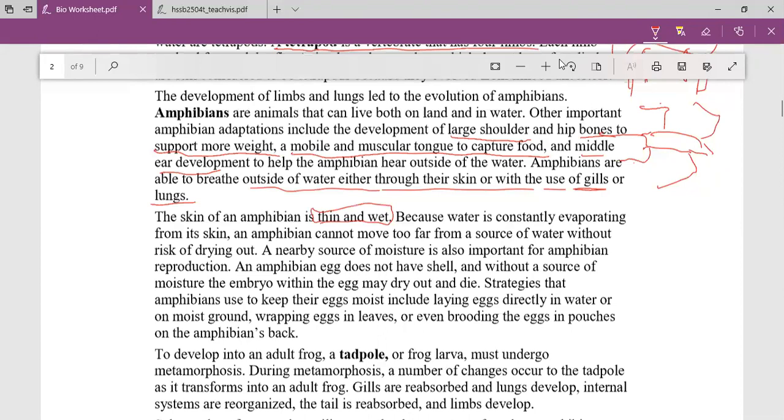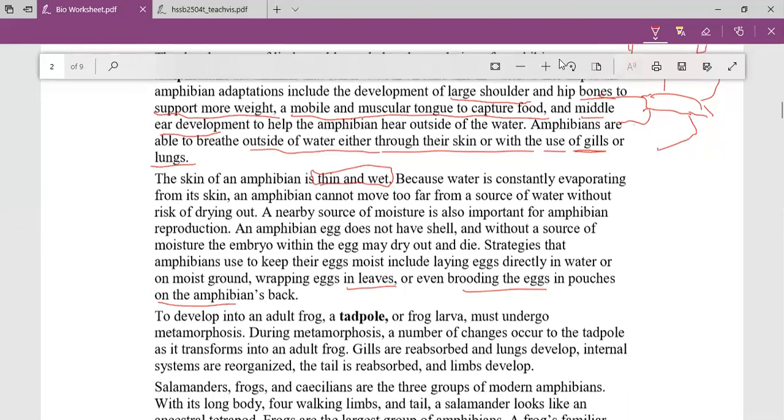Now, strategies that amphibians use to keep the eggs moist include laying the eggs directly in the water or on moist ground, wrapping eggs in leaves, or even brooding the eggs in pouches on the amphibian's back. They usually do that too. They put the eggs in broods on the back.